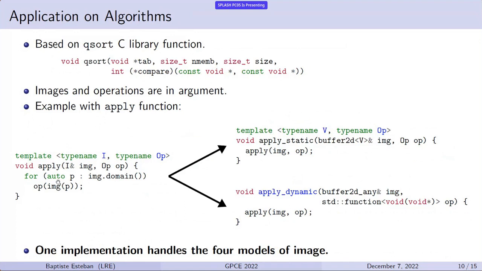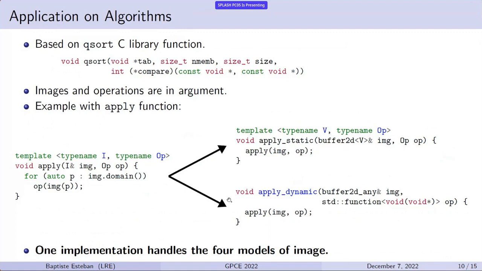Here we have a function apply. This function takes as arguments an image and an operation, and it iterates over all the image domain and applies an operation in place on an image value. This function can also be used statically, using the statically typed values. So here we will have the buffer 2D and the operation, which will be used here in apply. We won't need a type conversion in the operation because it's defined statically.